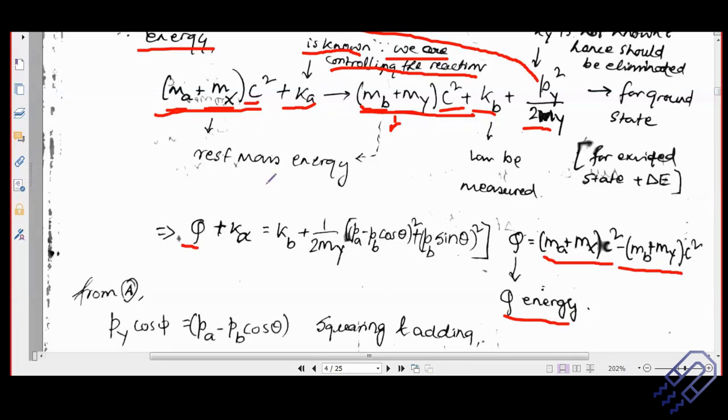And then what else is left? We have Ka, so we've kept it Ka, this is A not alpha. And then we have Kb, we've kept it as Kb. And 1 divided by 2My Py square. So Py square we can actually modify. Okay, Py square can be written in this way.